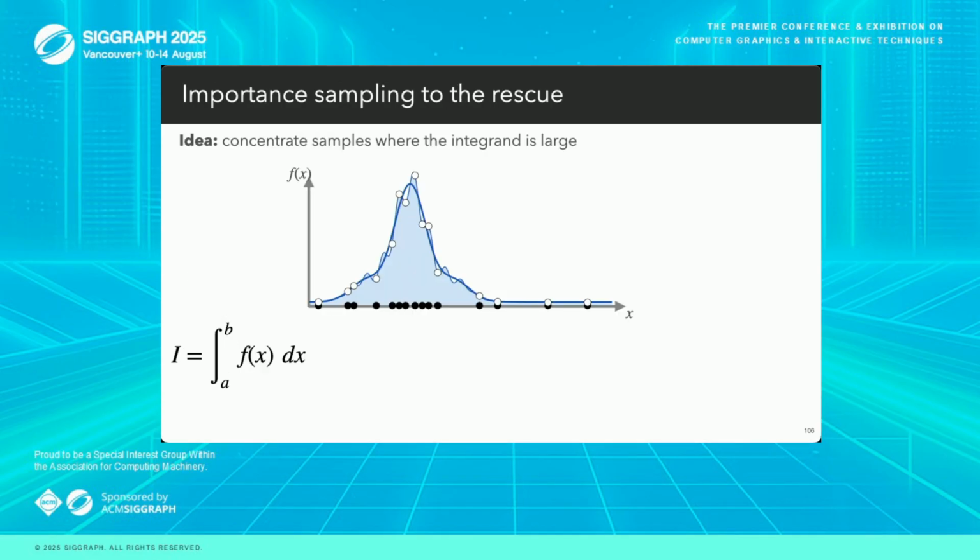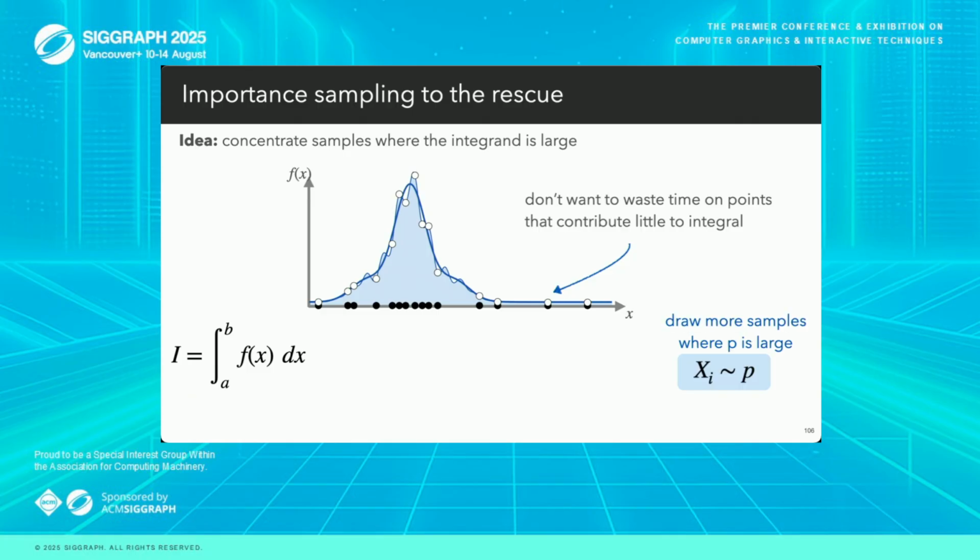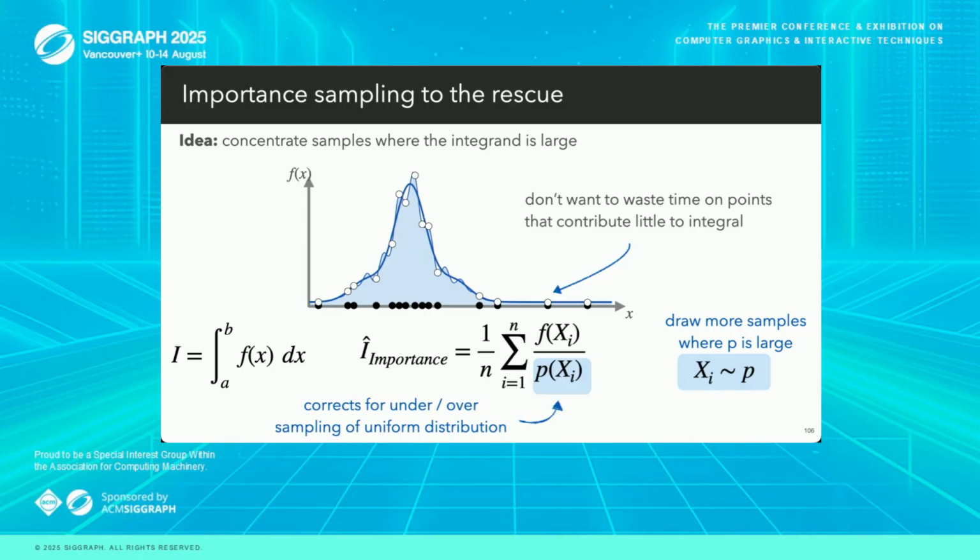So how can we work around this? Well, instead, we want to avoid sampling points in regions which don't contribute much to the integral. So we're going to sample from a distribution which approximates the integrand. Now, if we sample from this distribution, we also have to slightly modify our estimator to account for the fact that we're undersampling in certain regions in the domain.